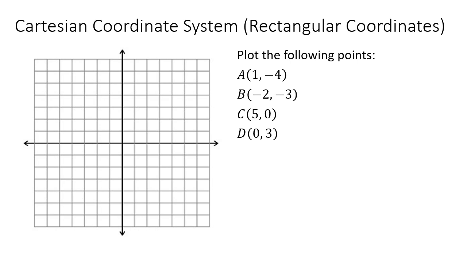So let's begin the section by doing a quick review of our Cartesian coordinate system, also sometimes called rectangular coordinates. It's comprised of two axes. We've got a horizontal axis called the x-axis, and a vertical axis called the y-axis. The spot where these two intersect is the center of our Cartesian coordinate system, our xy plane, and this point is called the origin.